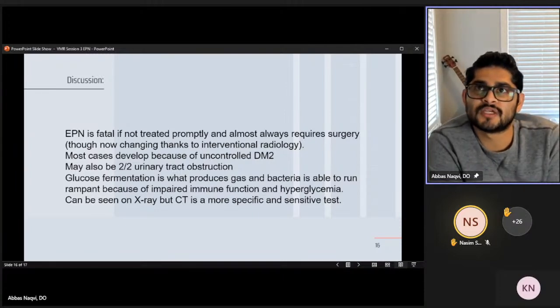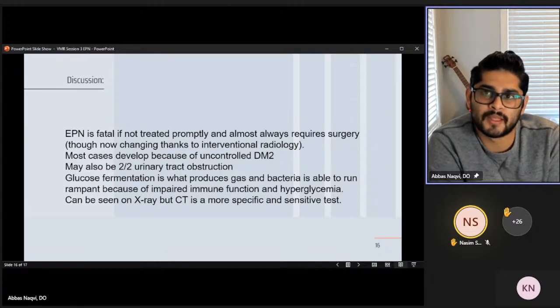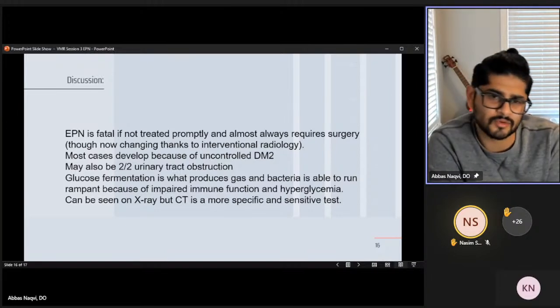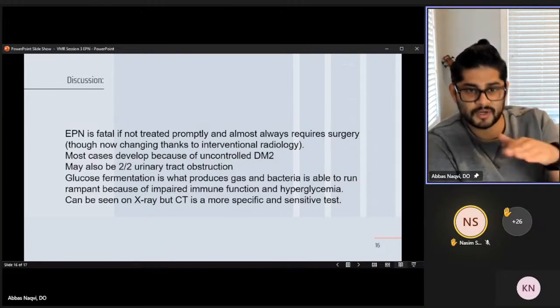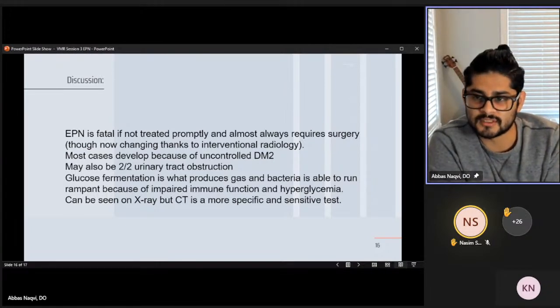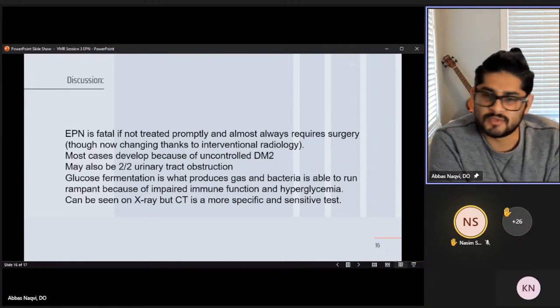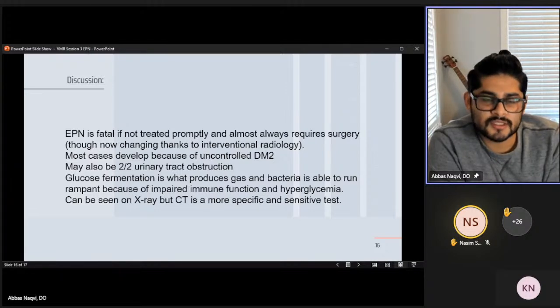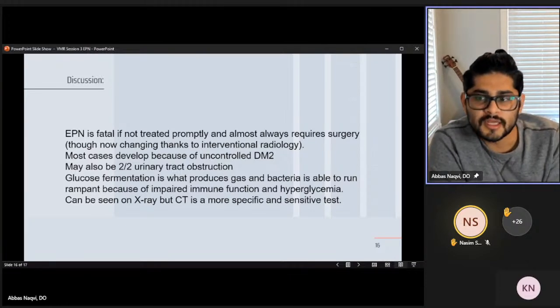You might see this in patients that have impaired immune function because they're on immunologic medications for something like psoriasis or an autoimmune disorder where you're suppressing the immune system, or even in organ transplant patients as well. And then the hyperglycemia just allows the bacteria to run rampant as well. You can see this on X-ray, like what we talked about, but CT scan is a more specific and sensitive test. So any questions about that?